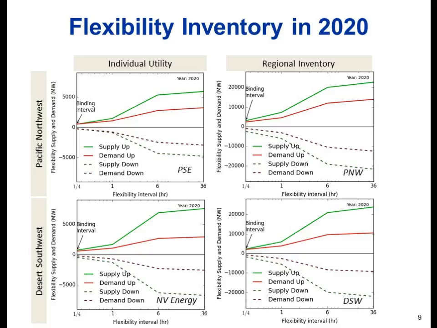Furthermore, we have additional flexibility demand from the contingency reserves only in the up direction, which makes this 15-minute up direction the binding interval in each of these different cases.